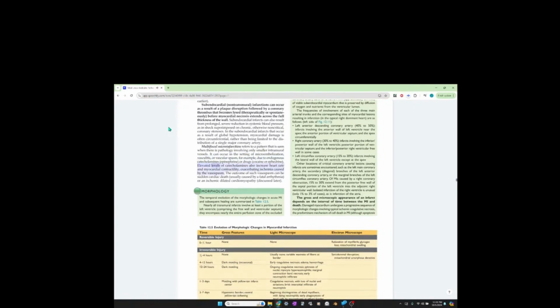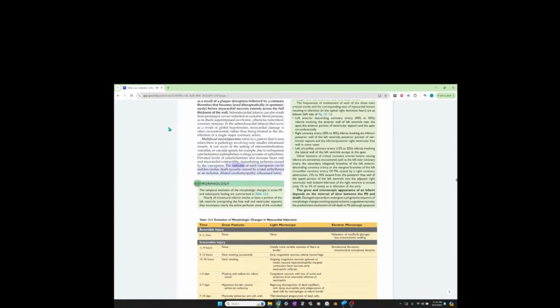Multifocal microinfarction refers to a pattern that is seen when there is pathology involving only smaller intramural vessels. It can occur in the setting of microembolization, vasculitis, or vascular spasm, for example, due to endogenous catecholamines or drugs. Elevated levels of catecholamines also increase heart rate and myocardial contractility, exacerbating ischemia caused by the vasospasm. The outcome of such vasospasm can be sudden cardiac death or an ischemic dilated cardiomyopathy.